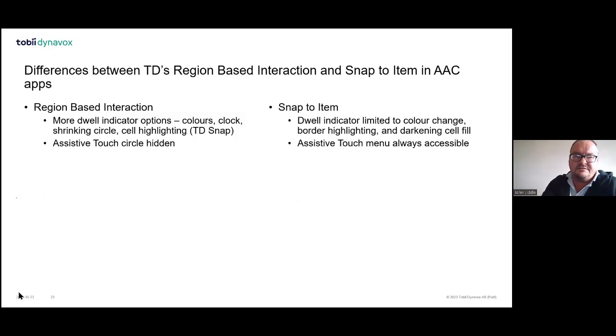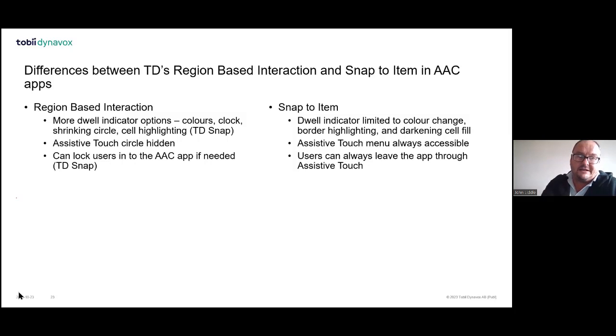Another slight risk for certain users is with region-based interaction. When you go into the communication software, the assistive touch circle, to call up the assistive touch menu, is hidden and you have to go to a special menu to access it again. Whereas the assistive touch menu in third-party AAC apps will always be on top of the AAC app. So there's a risk of accidentally looking at it when you don't want to, or if you want to control someone's access to the iOS environment, it might be that they can get there and you hadn't wanted them to get there. So we could effectively lock users into the AAC app, but it's harder for third-party apps.